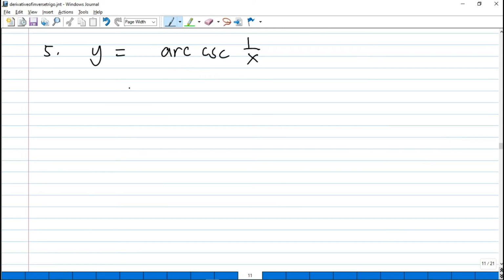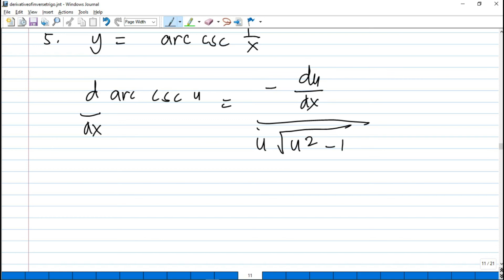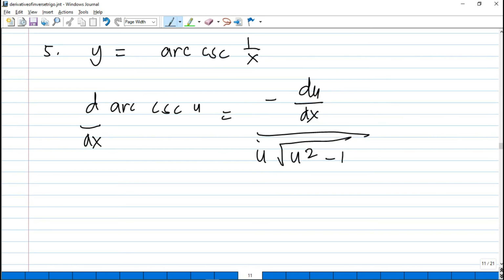For this last problem, we have y is equal to arc cosecant 1 over x. So from the formula, derivative ng arc cosecant u with respect to x is just equal to negative du over dx all over, you have here u times the quantity u squared, square root of u squared minus 1. So that's the formula that we are going to use in this last problem.